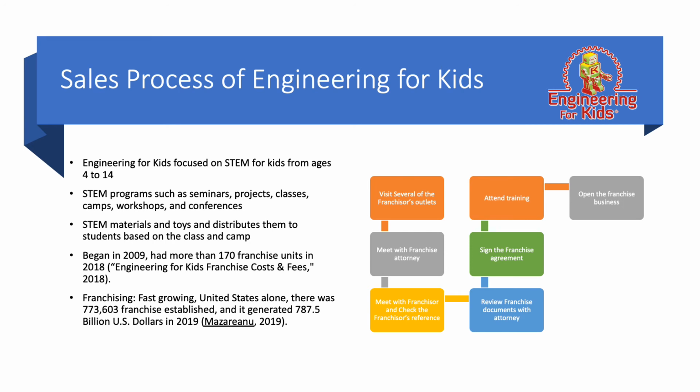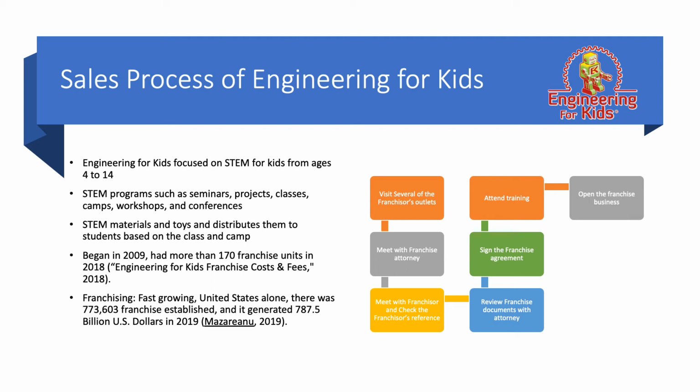In the upcoming section, we would address the sales process of Engineering for Kids. Engineering for Kids is focused on STEM for kids of age 4 to 14, and primarily they have classes, projects, and workshops focused on engineering, and they distribute materials and toys based on that. They started in 2009 and now they have 170 franchise units, and it is one of the fast growing, and primarily generated 787.5 billion US dollars in 2019.